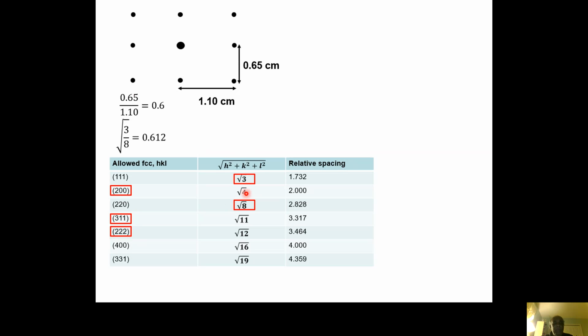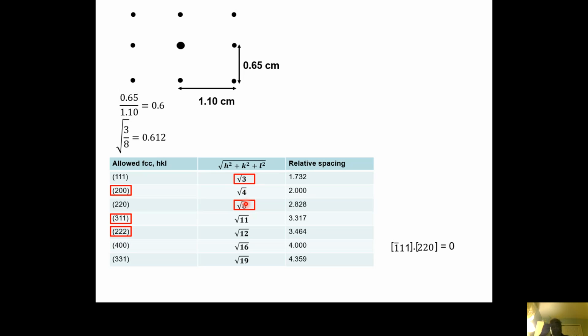But later you will see if you take the square root of 4 divided by the square root of 11 and also the square root of 4 divided by the square root of 12, that's also very close, but we can show that they are not going to work. So we'll start with this one, the square root of 3 over the square root of 8.